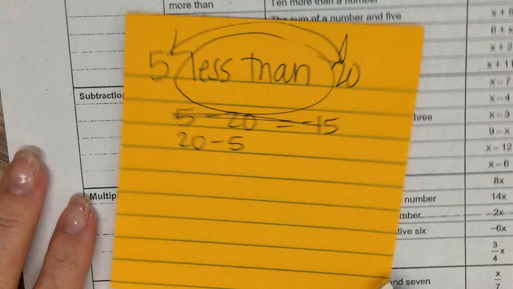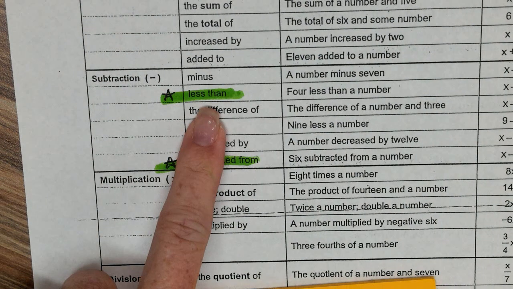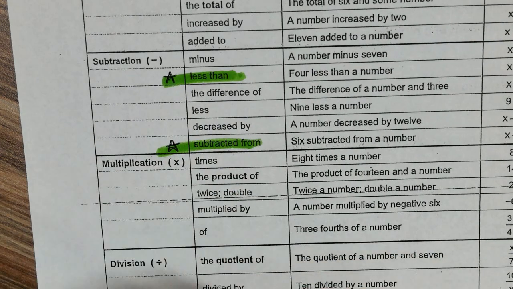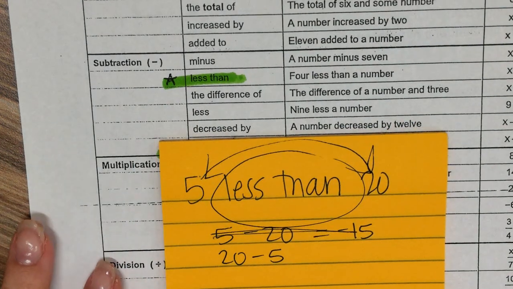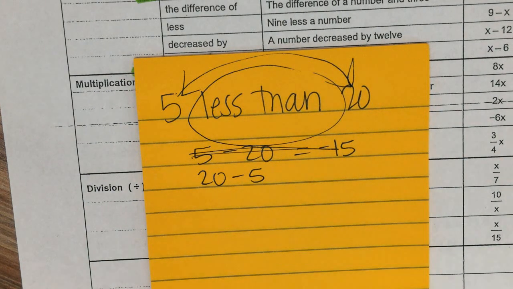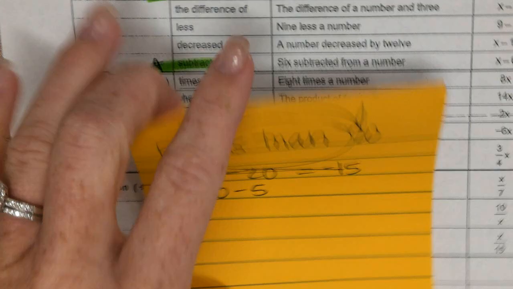So we put a star next to less than and subtracted from, because they are the only ones you cannot write from left to right. So again, if I said 5 less than 20, you would not do 5 minus 20. You would do what? 20 minus 5. So all you do is switch their spots. Does everybody understand why we put a star next to those?